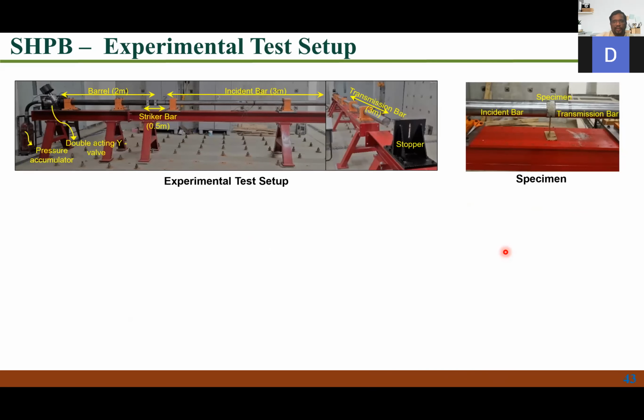So this is our setup that we have. Like I said, this is the pressure accumulator, and you have a double acting valve, and this is a barrel through which the striker goes. This is an incident bar, again a 3 meter bar, and then you have the transmission bar. They're all supported on nice, smooth, frictionless bearings, so these bars can move inside the bearings. Before testing, we butt the incident bar and transmission bar and put the specimen in between.